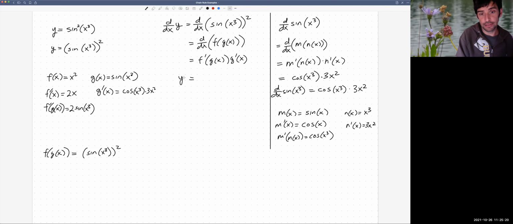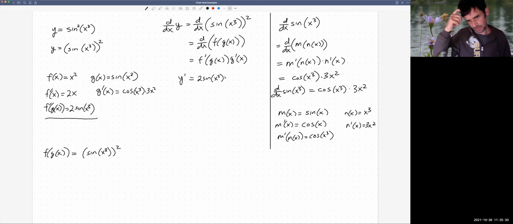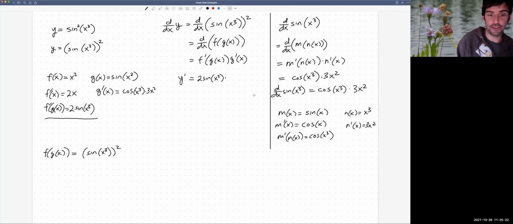y prime is going to be f prime of g of x. That's all the way over here: 2 sine of x cubed, times g prime of x, which is cosine of x cubed, times 3x squared.